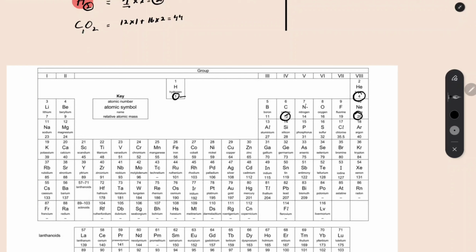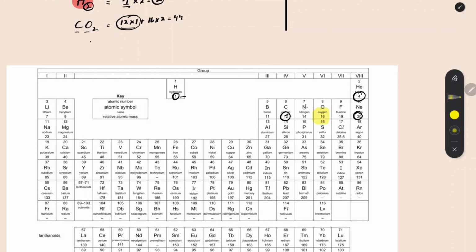If there is no number under the symbol of an element, it means that there is 1 atom. So for carbon, there is only 1 carbon, so 12 into 1. Plus, if you have different atoms, then you add their atomic masses. So this is the mass of carbon, then the mass of oxygen. What is the mass of oxygen?